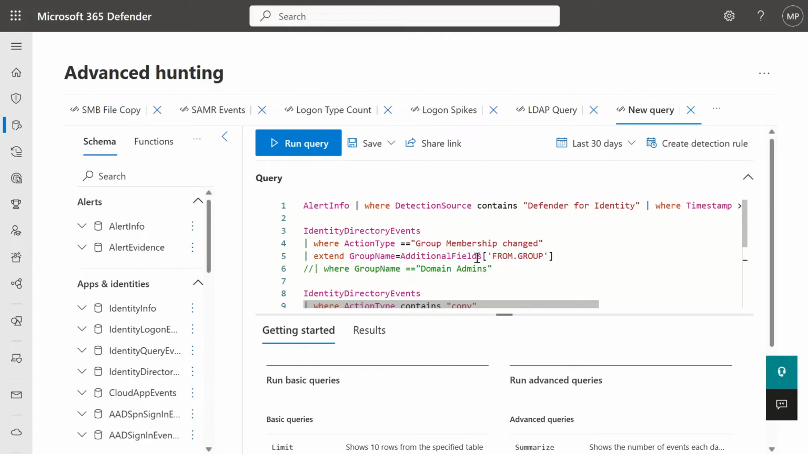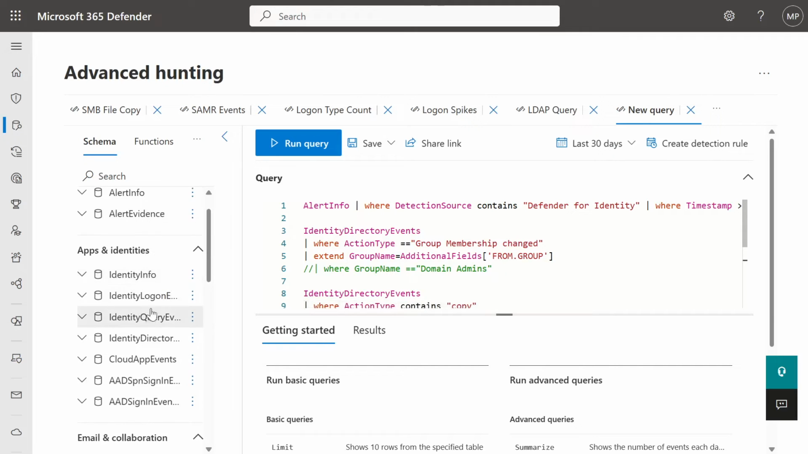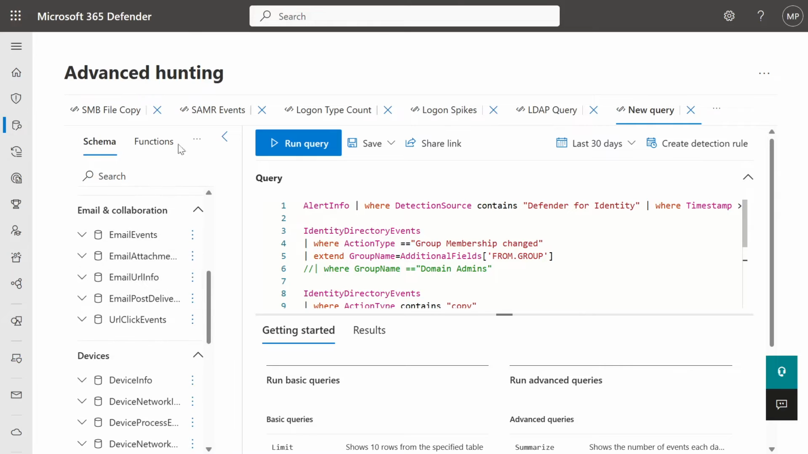So in advanced hunting, you can see all of the data that MDI can provide, whether this is the identity inventory or all of the logon activities or the directory events, and all of that can be easily correlated with any data source that you want. For example, with Office, or in our topic, with Microsoft Defender for Endpoint.